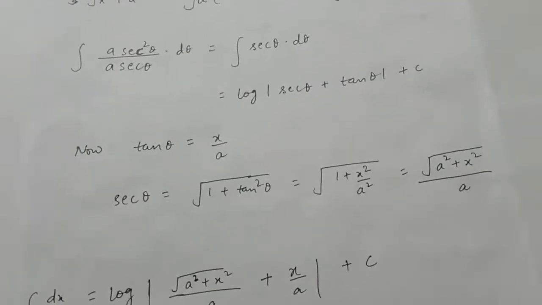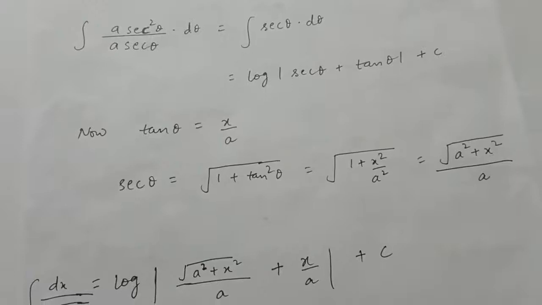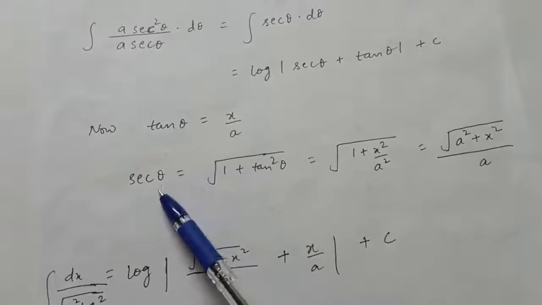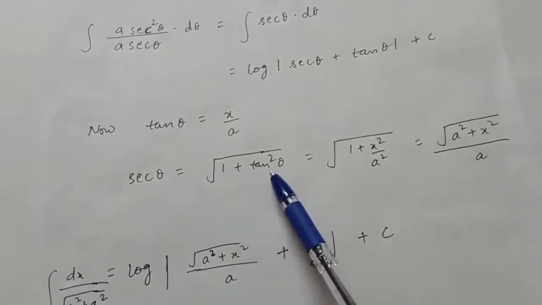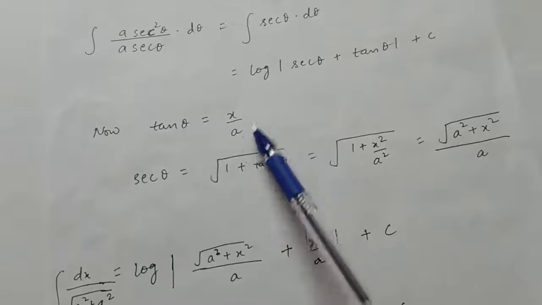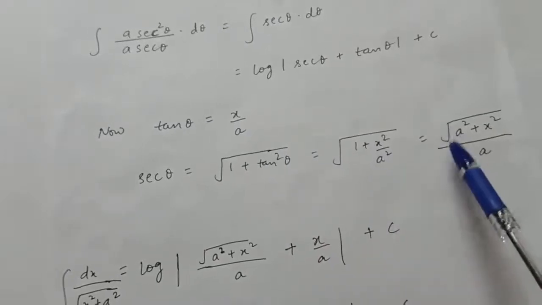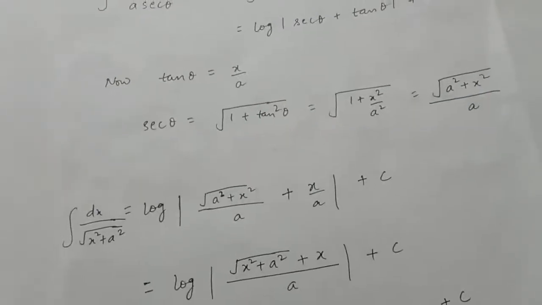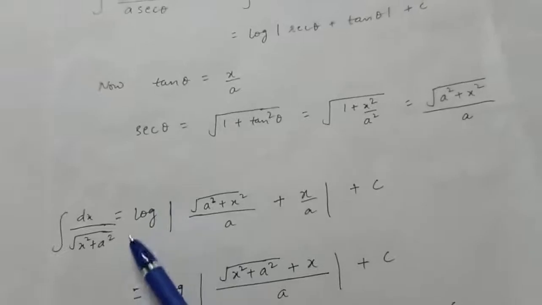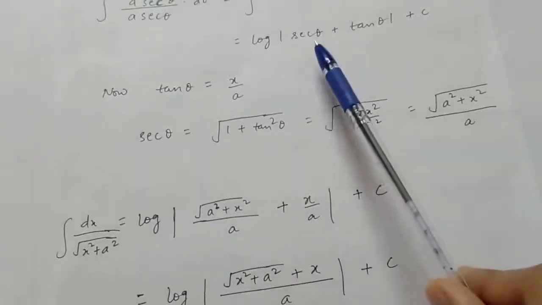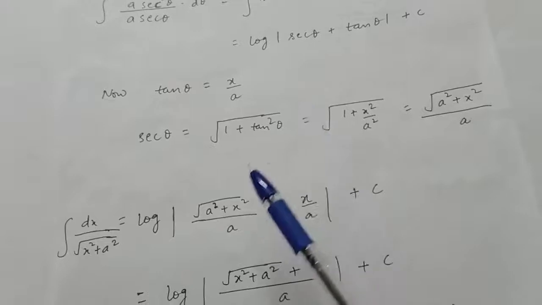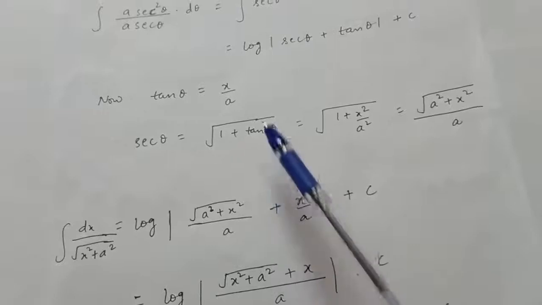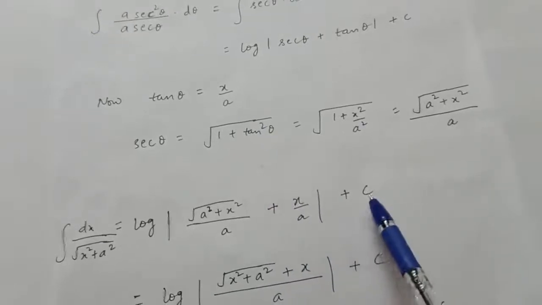So we have assumed x as equal to a tan theta. Therefore tan theta will be x by a, and secant theta is equal to root of 1 plus tan square theta, and in place of tan theta put x by a. So you will get it equal to root a square plus x square upon a, right? Now the integral, put the value of secant theta and tan theta. So it will be log mod of (root a square plus x square upon a, plus in place of tan theta, x by a) plus c.